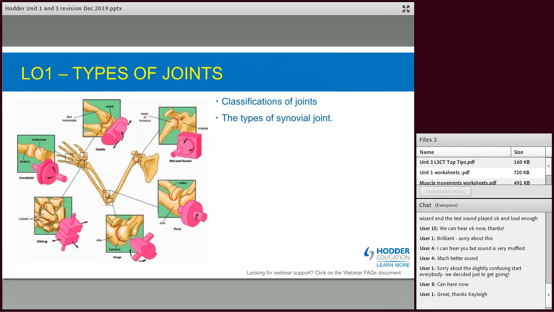The other things they can obviously ask you is the types of joints. Okay, the classification obviously with fixed, slightly movable, looking especially at the vertebrae on that one, and the freely movable, the synovial.